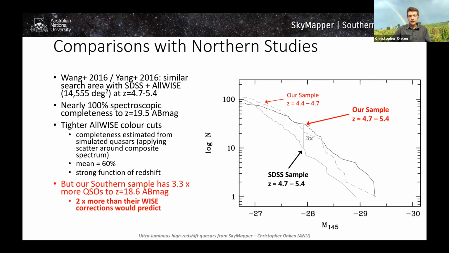And because they couldn't get into that dense stellar core, they had to have a much more incomplete selection from the mid-infrared photometry. And so their mean completeness, they estimate to be about 60%, and it's a strong function of redshift. But even if you account for that 60% completeness, we have roughly twice as many as they would have predicted from the Northern Hemisphere. So we expect that there's many more objects to be found still in the north.